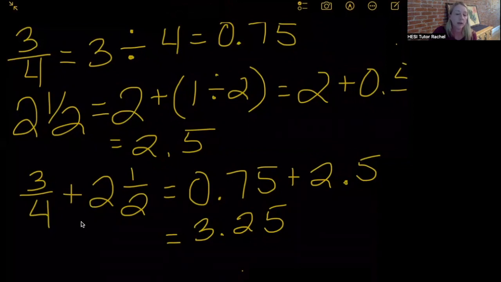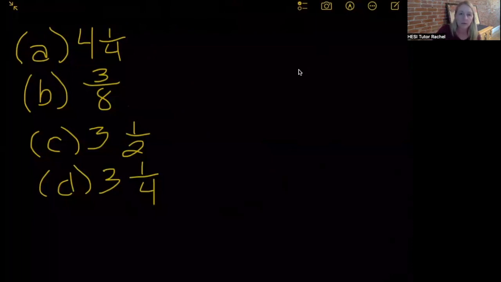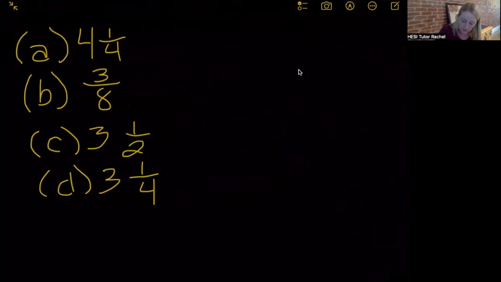Then if we have an addition problem using these two numbers, 3/4 plus 2 1/2 just becomes 0.75 plus 2.5. Add those together in your calculator and you get 3.25. Okay, so say we got that answer, 3.25.